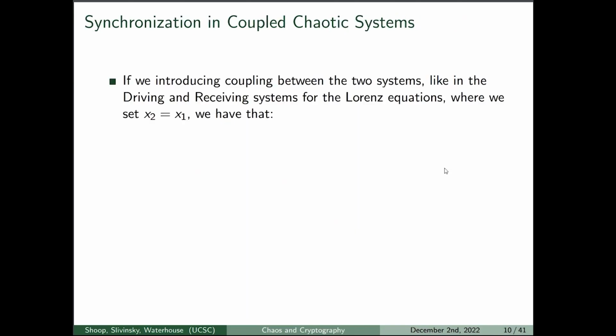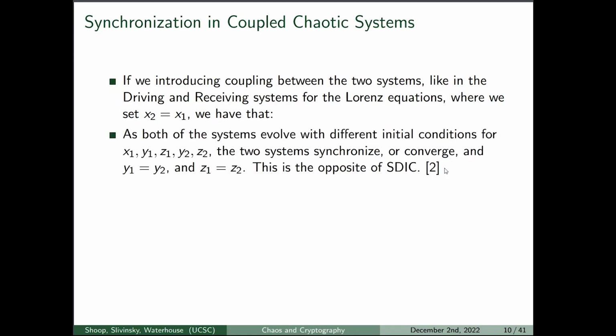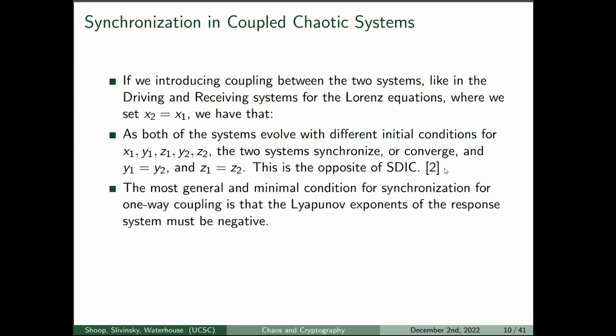So now if we attempt to replicate this with coupled chaotic systems using the driving and receiving system framework that was listed in the previous slide, as we evolve both of the systems with different initial conditions, instead of the two solutions diverging after some time, the two solutions converge to the same solution after some time. And this is the opposite of sensitive dependence on initial conditions. The most general and minimal condition for synchronization for one-way coupling to occur is that the Lyapunov exponents of the response system must be negative.